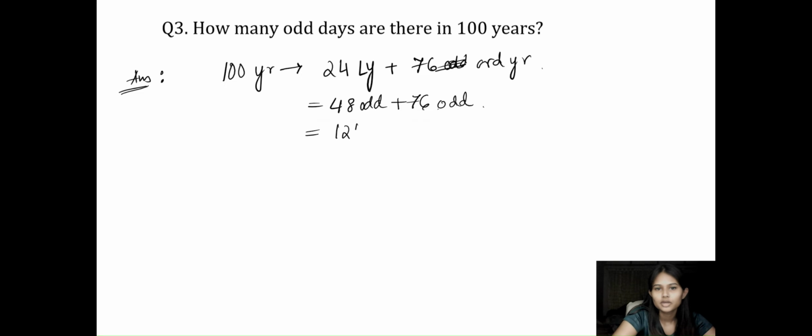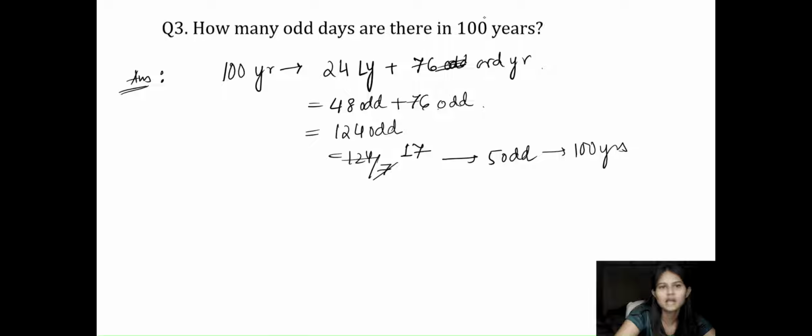7 1s are 7, 7 7s are 49, and then till 54. So 49 to 54 is 5. Therefore, I get a remainder of 5. Therefore, 5 odd days are there in 100 years. All right, this is how you can get it.